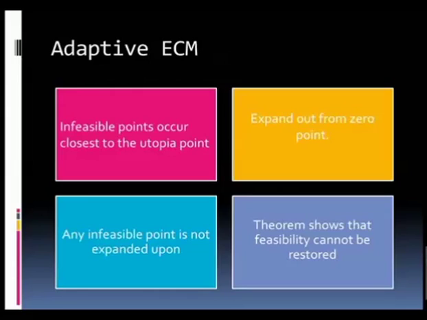So I observed that infeasible points occur closest to the utopia point in that hypergrid. So if you start from the 0 point, then you can evaluate all the points that are feasible. And when you hit an infeasible point, then you don't move off in that direction. I have a theorem which says that for my capacity model, once you become infeasible, you cannot restore feasibility, which means that this is a good thing to do, and you shouldn't keep branching off from that point.